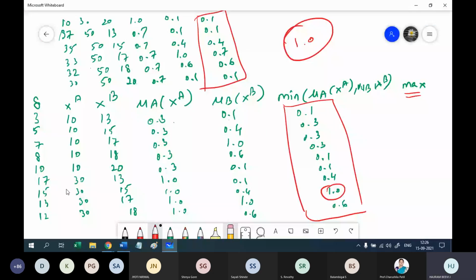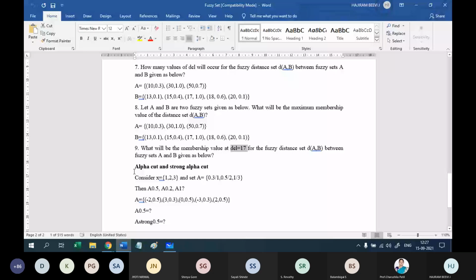Okay, 17. What is the membership value here? It is 0.1. So the answer for this question is 0.1. So they can ask the membership value for the individual distance also. Okay. Then we move to the alpha cut and strong alpha cut.